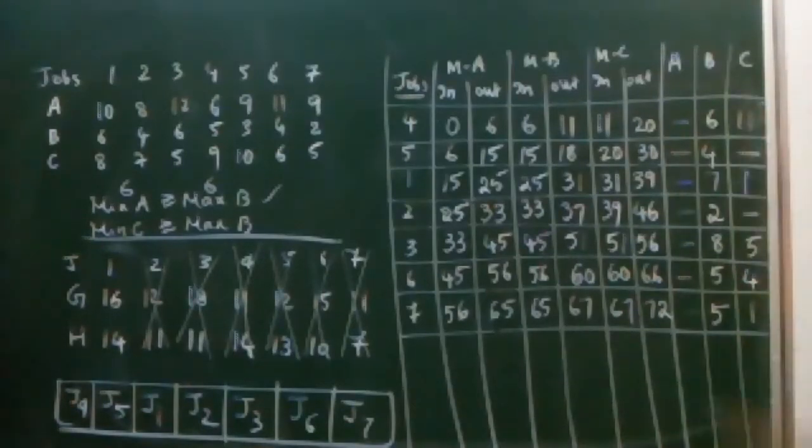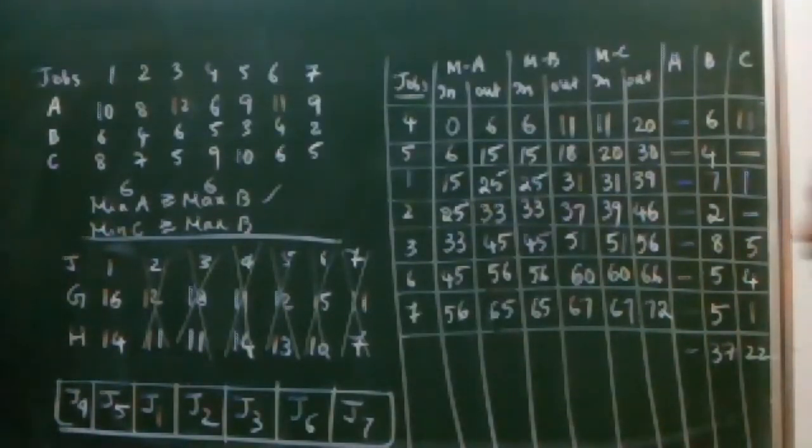First, let me find the total of all this. 12 plus 5, 17, 18. It becomes 22. 8, 10, 15, 20, 27, 37. And this is finished. So these are the values we have got.